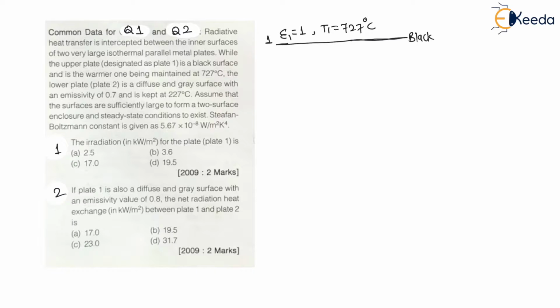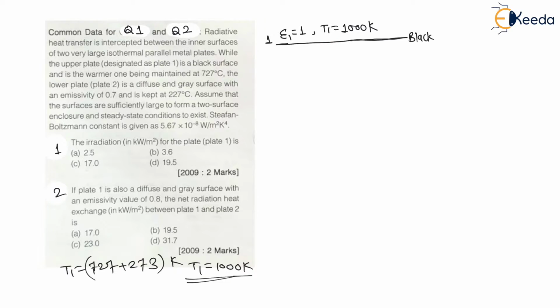Temperature T1 is also given, which is nothing but 727 degrees Celsius. Therefore, T1 is equal to 727 plus 273 Kelvin, so T1 is equal to 1000 Kelvin. Instead of 727, let us write here 1000 Kelvin. Therefore, the temperature of the upper plate is 1000 Kelvin, and this is the warmer one.